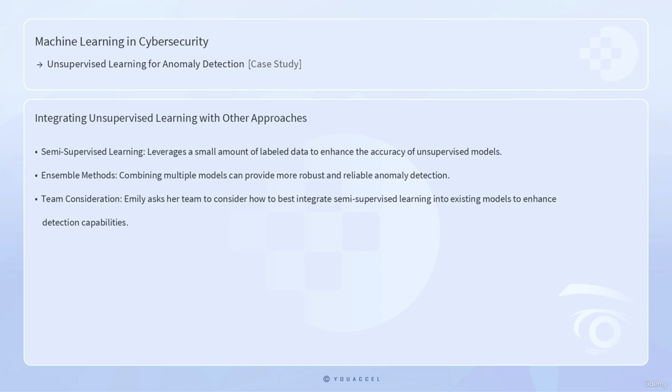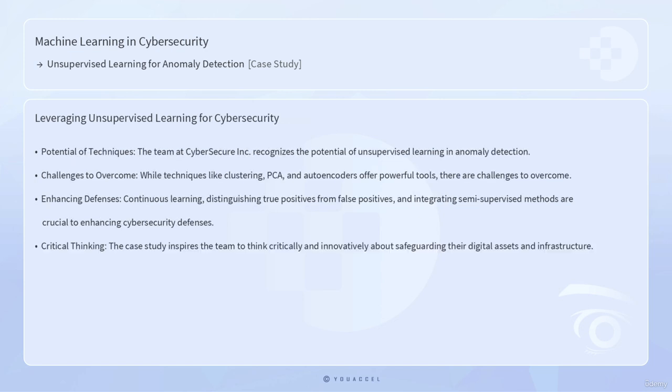The meeting concludes with a discussion on integrating unsupervised learning with other machine learning approaches. Semi-supervised learning, for example, leverages a small amount of labeled data to enhance the accuracy of unsupervised models. Ensemble methods that combine multiple models can also provide more robust and reliable anomaly detection. Emily asks her team to consider, how can we best integrate semi-supervised learning into our existing models to enhance our detection capabilities? In summary, the team at Cybersecure Inc.